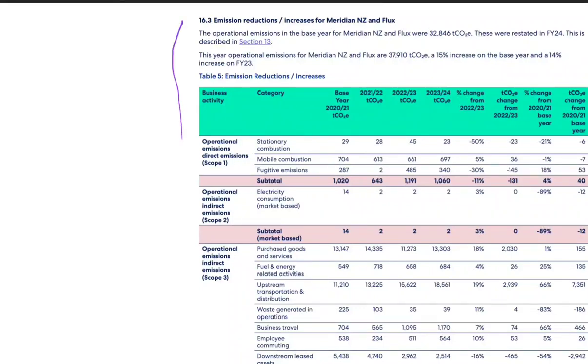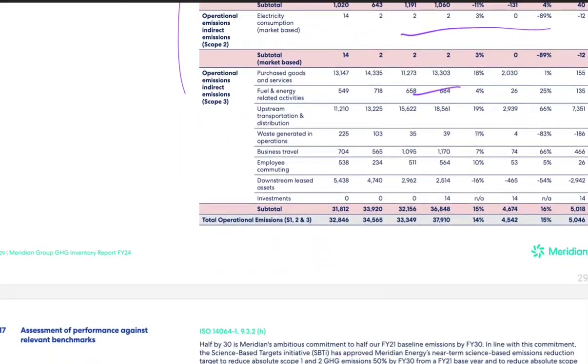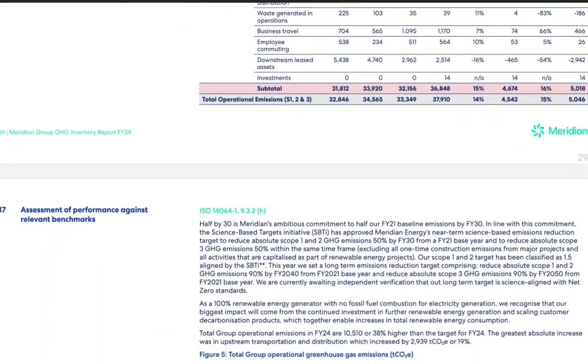Here, emission reductions or increases, the data is available, and there is a comparison of these three years and the base year also, right? So what are the deviations happening? This is also given here. Very interesting, wonderfully presented data.